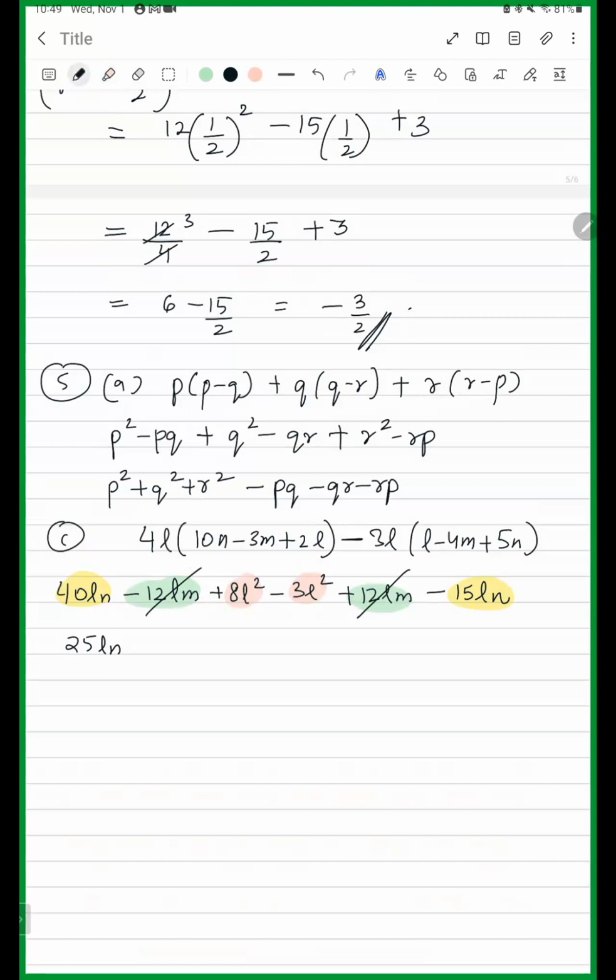24, minus 3l square, right? 5 l square. Very good. 4? Not 4. How will it be 4? Oh yeah, sorry, l square. Multiplying them? Yes, so it will be l square. This is the answer.